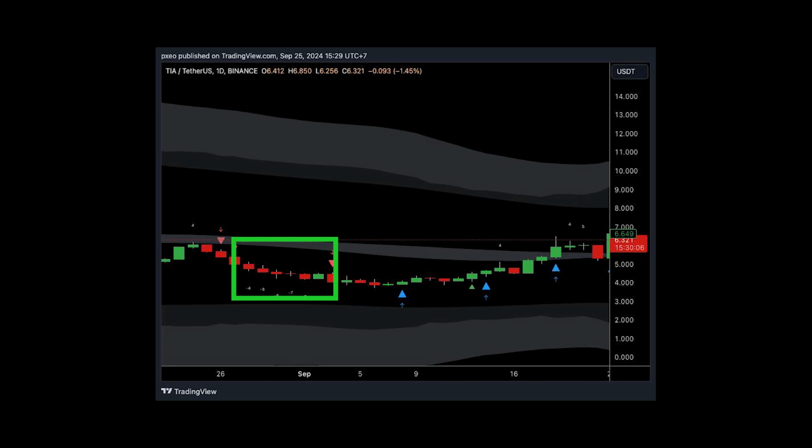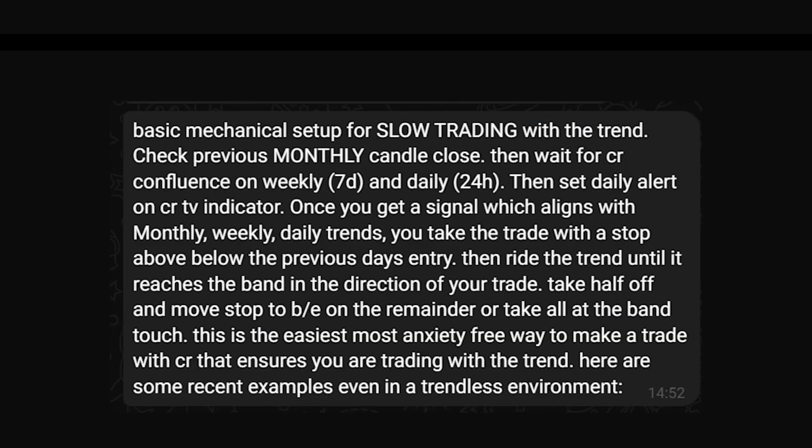Okay, so let's dial back. You looked at TIA, and you're looking first at the monthly candles, right? I don't think I've ever looked at a monthly candle. It's too slow. You say you look for the bullish close. What do you mean exactly by bullish close?